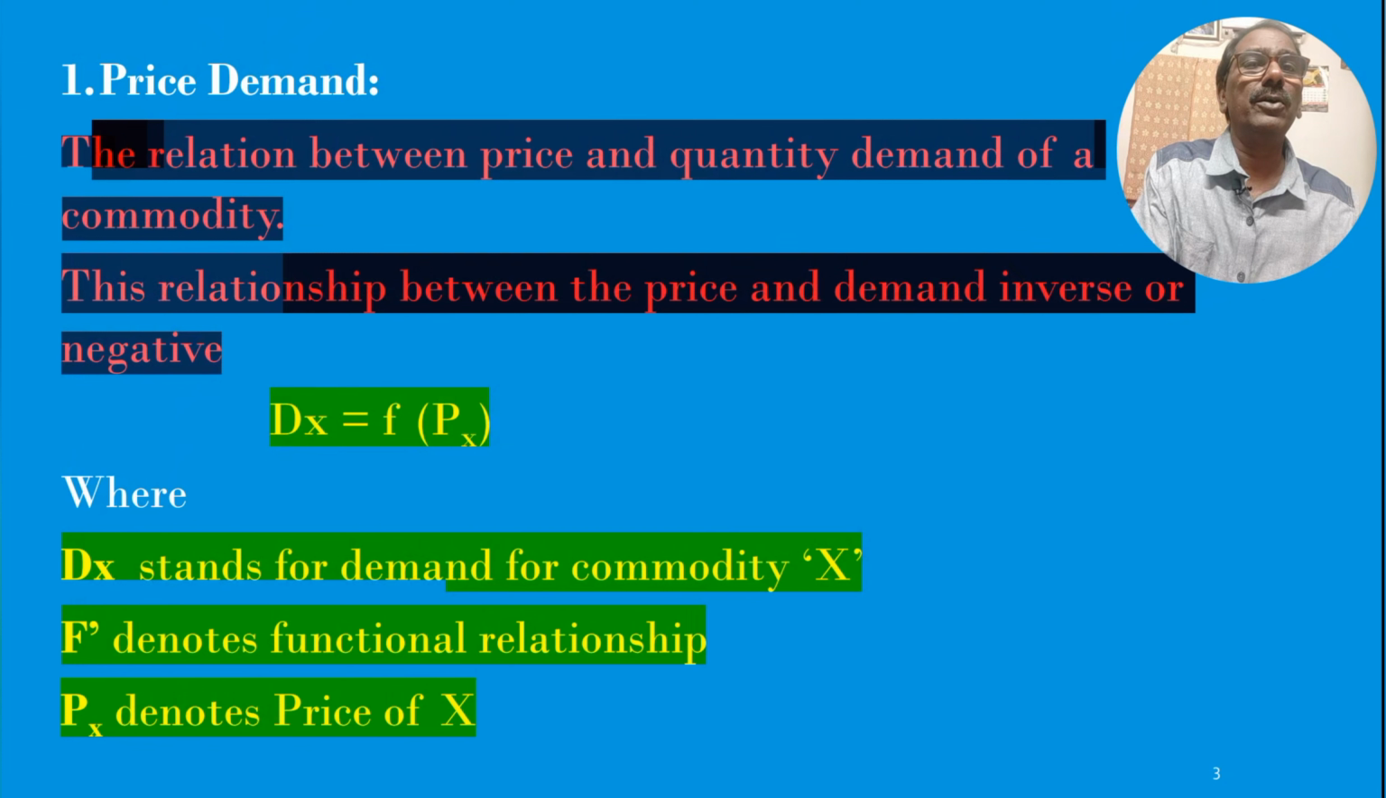Dx is equal to function of Px, where Dx stands for demand for commodity x. F denotes functional relationship. Px denotes price of x.